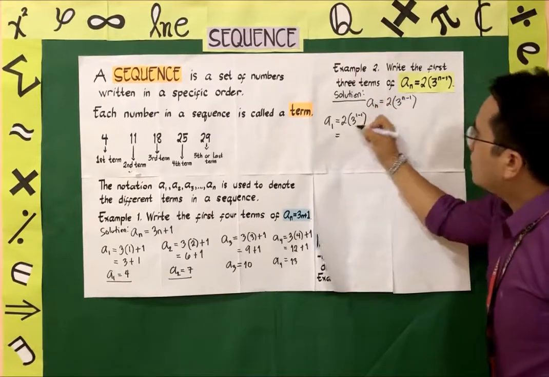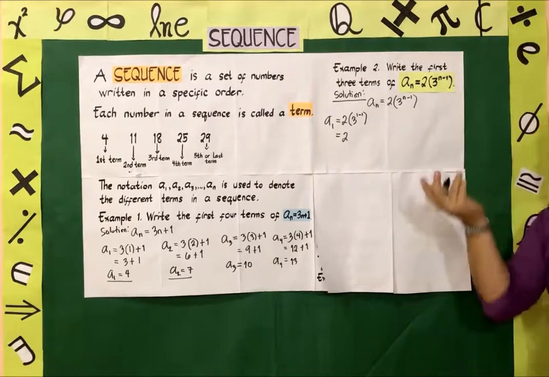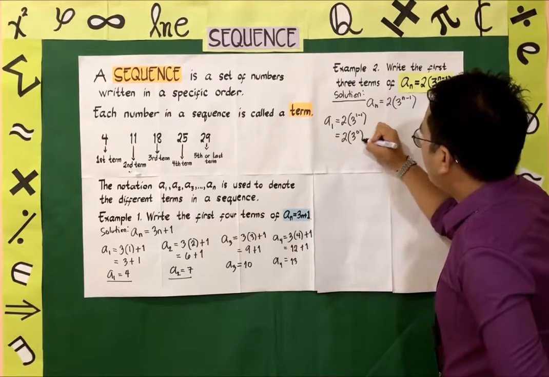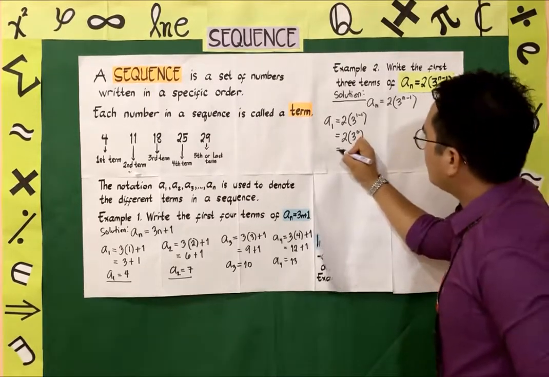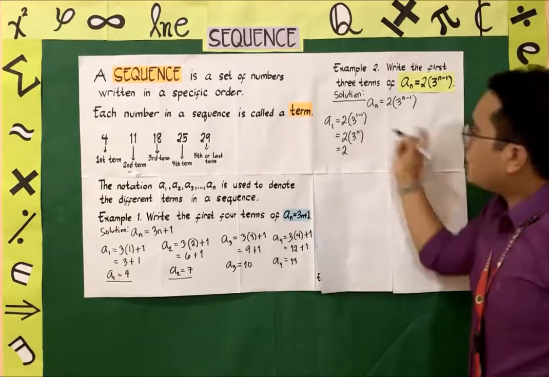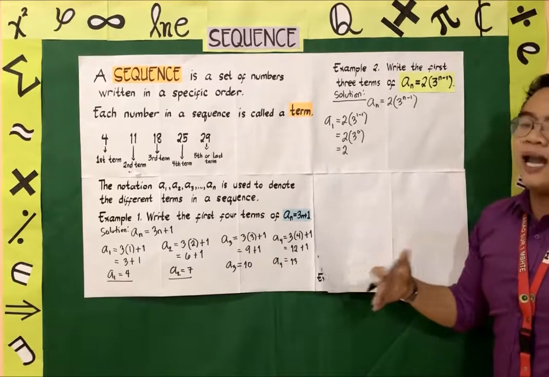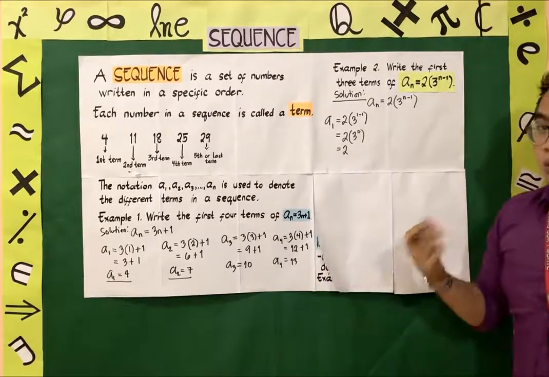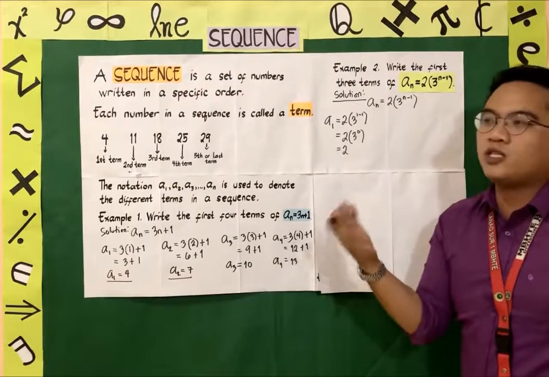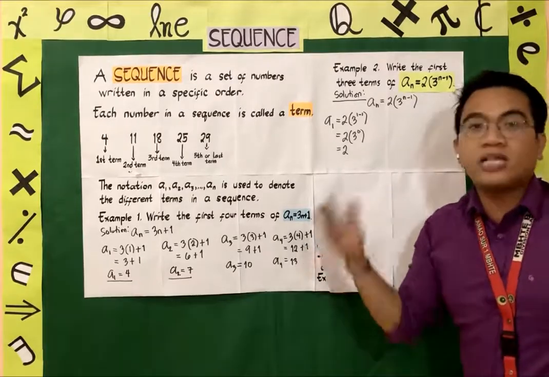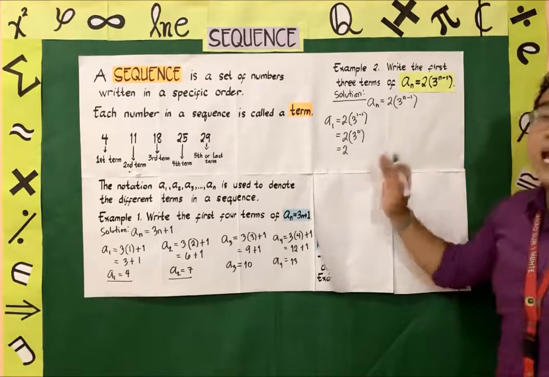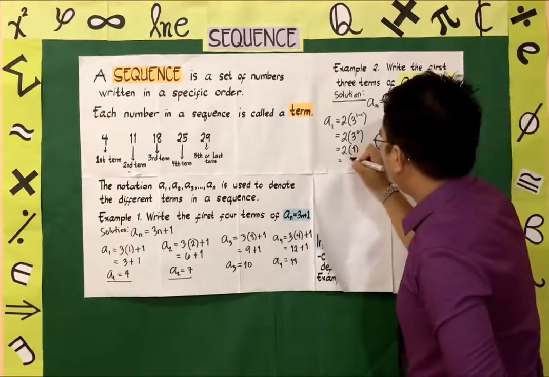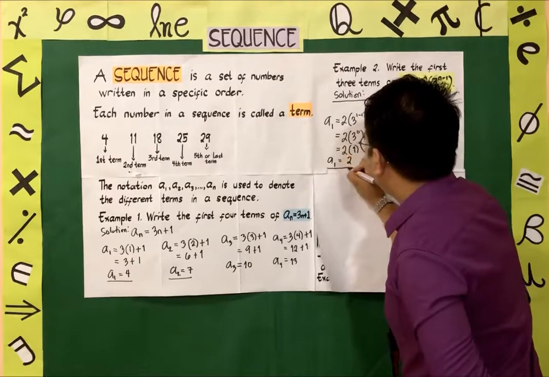Then we have 2 times 3 to the power of 1 minus 1. 1 minus 1 is equal to 0. So we have 3 to the power of 0. Then next, 2 times, what is 3 to the power of 0? As we all know, in all integers or expressions that have a power of 0, except for 0, the answer is 1. So, lahat daw ng mga integers or expression variables na merong power na 0 except sa zero itself, ang resulta lang is 1. So 3 to the power of 0 is 1. We have 2 times 1 is 2. So a sub 1 is equal to 2.